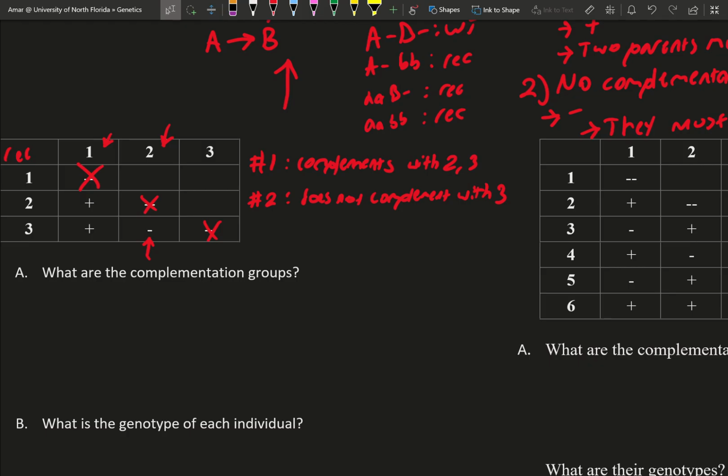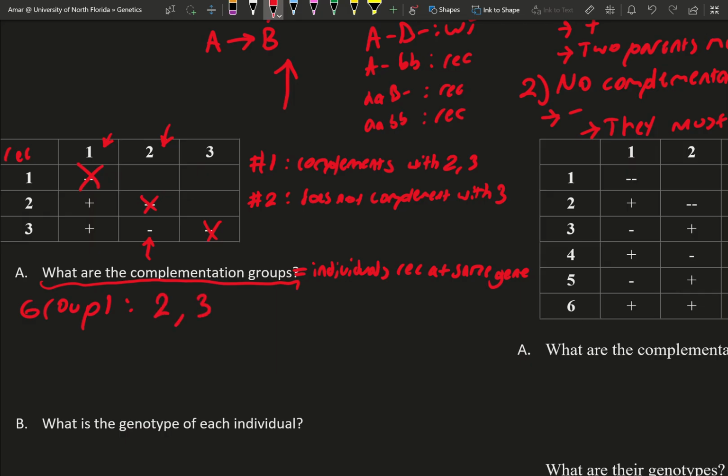Typically, the first section of the problem asks you to write down the complementation groups. The complementation groups correspond to the individuals that are recessive at the exact same gene. So basically, because 2 and 3 do not complement with one another, they must be in the same complementation group. Okay? So group 1 would be 2 and 3.